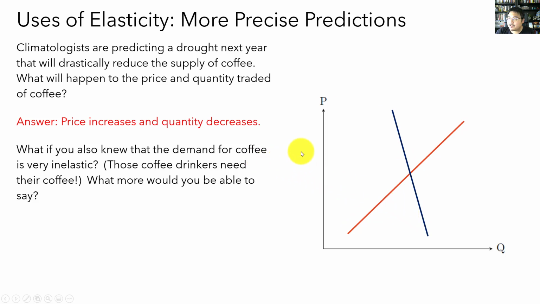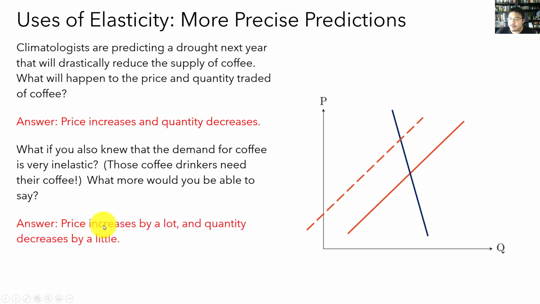All right, now what does the drought do? The drought reduces the supply curve. And now if we look at what happens to price and quantity, we see that because of the very inelastic demand curve, the price went up by a lot, but quantity didn't go down by very much. Okay, so our answer is that price increases by a lot because of the drought, but quantity decreases by only a little.